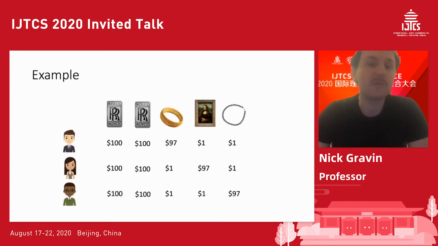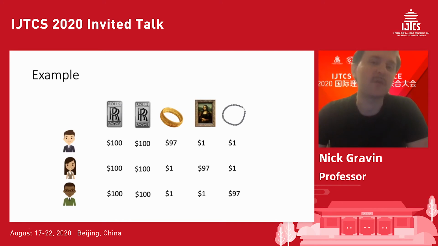It's not that hard to see why that is. So let me give you an example. It always helps to build intuition by looking at some examples. So imagine that we have n agents, where n is equal to 3 here. We have n-1 really valuable items that everyone really likes, in this case, Rolls-Royces.